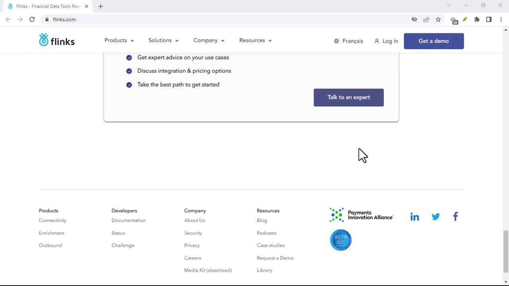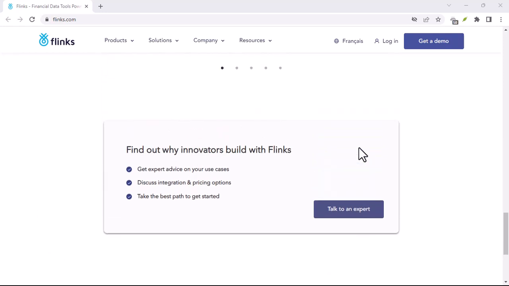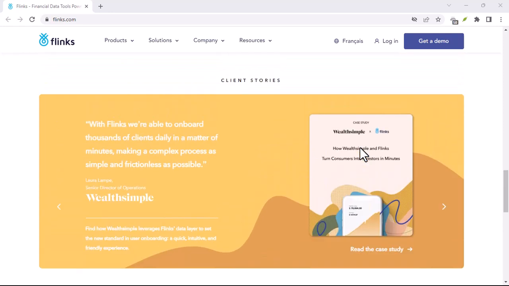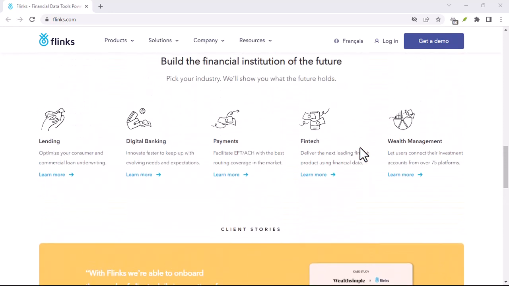Overall, the core account connection and authentication is virtually instantaneous, and the delivery of the requested data or insight is designed to be completed in seconds or minutes.